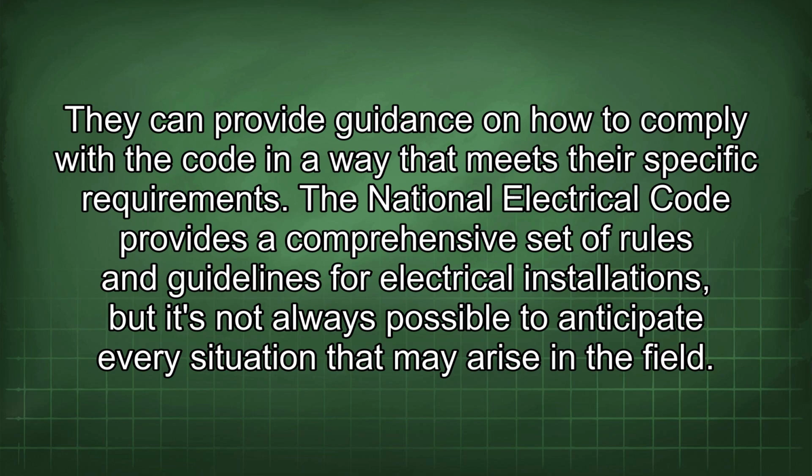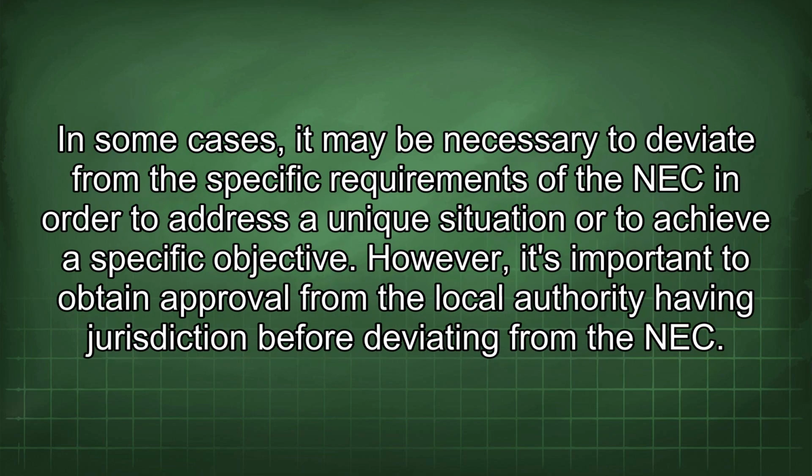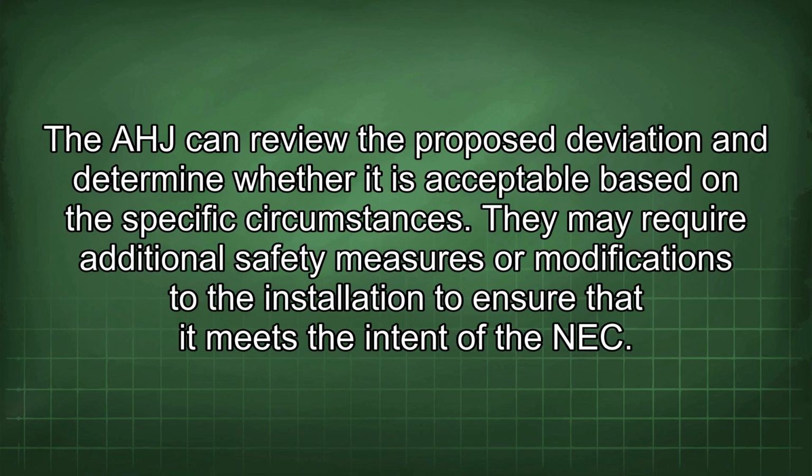The National Electrical Code provides a comprehensive set of rules and guidelines for electrical installations, but it's not always possible to anticipate every situation that may arise in the field. In some cases, it may be necessary to deviate from the specific requirements of the NEC in order to address a unique situation or to achieve a specific objective. However, it's important to obtain approval from the local authority having jurisdiction before deviating from the NEC. The AHJ can review the proposed deviation and determine whether it is acceptable based on the specific circumstances.